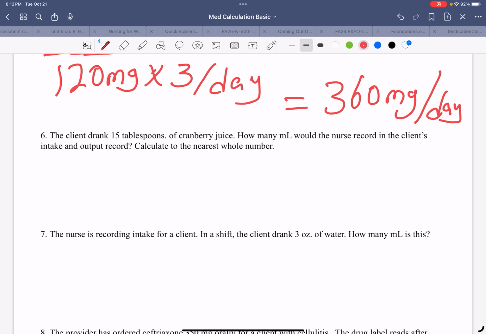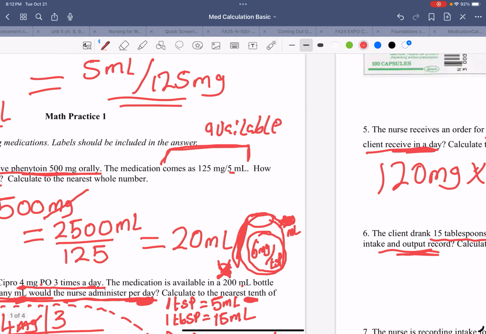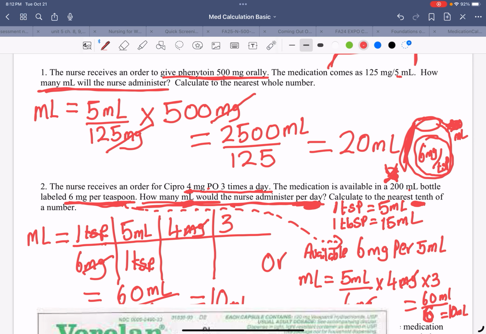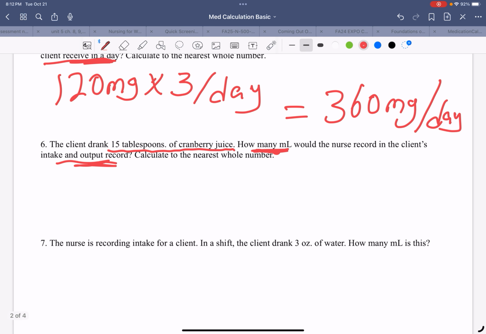The client drank 15 tablespoons of cranberry juice. How many milliliters would the nurse record in the client's intake and output record? Again, what they're asking us is a conversion: 15 tablespoons to milliliters. Remember the conversion I wrote down earlier? That's what we're going to use. 1 tablespoon is equivalent to 15 milliliters.